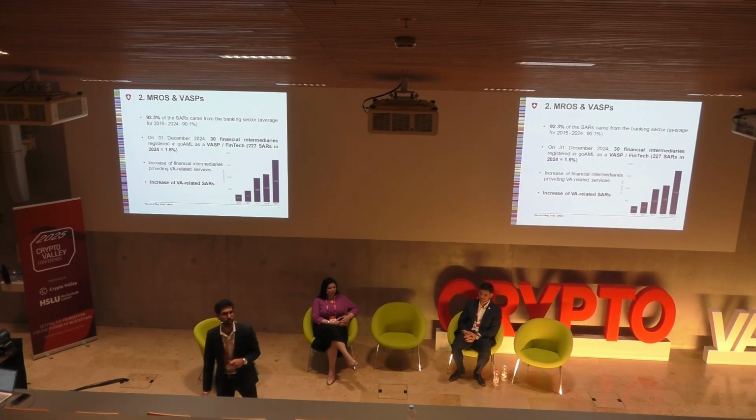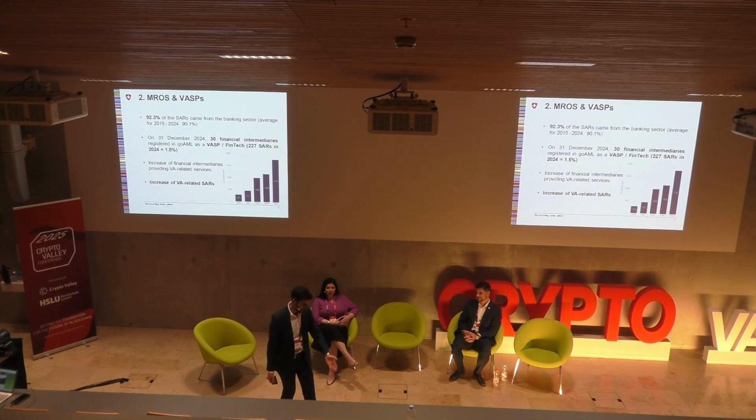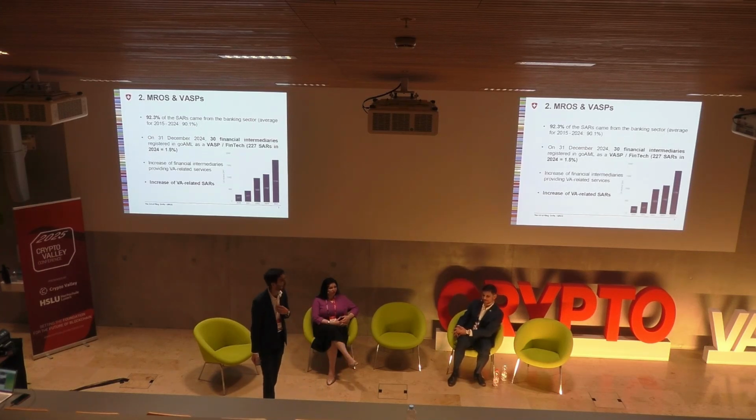It's important to highlight the fact that we have introduced a new category in our GoML system, which is the WASP FinTech category. Last year, 30 financial intermediaries registered in it and submitted 227 suspicious activity reports. Even if we haven't received that many reports from WASPs, it doesn't mean that we don't receive many virtual asset related SARs, and this, as you can see on the figure, increases every year as well.